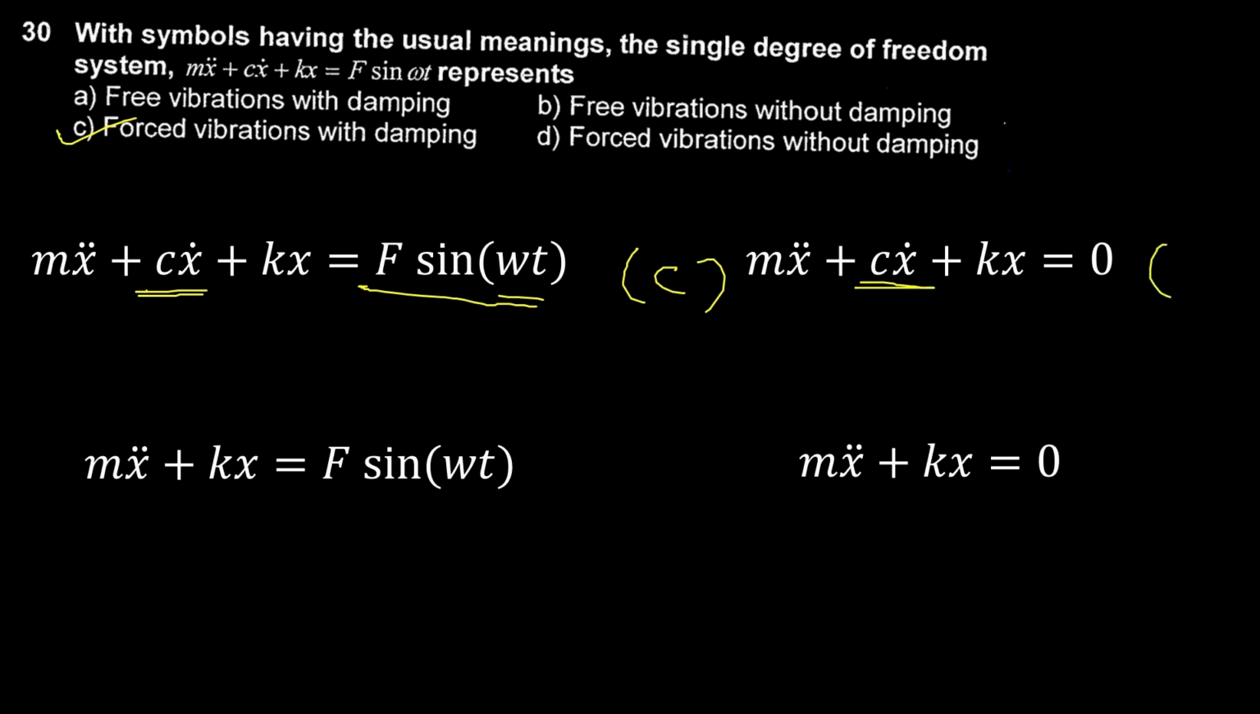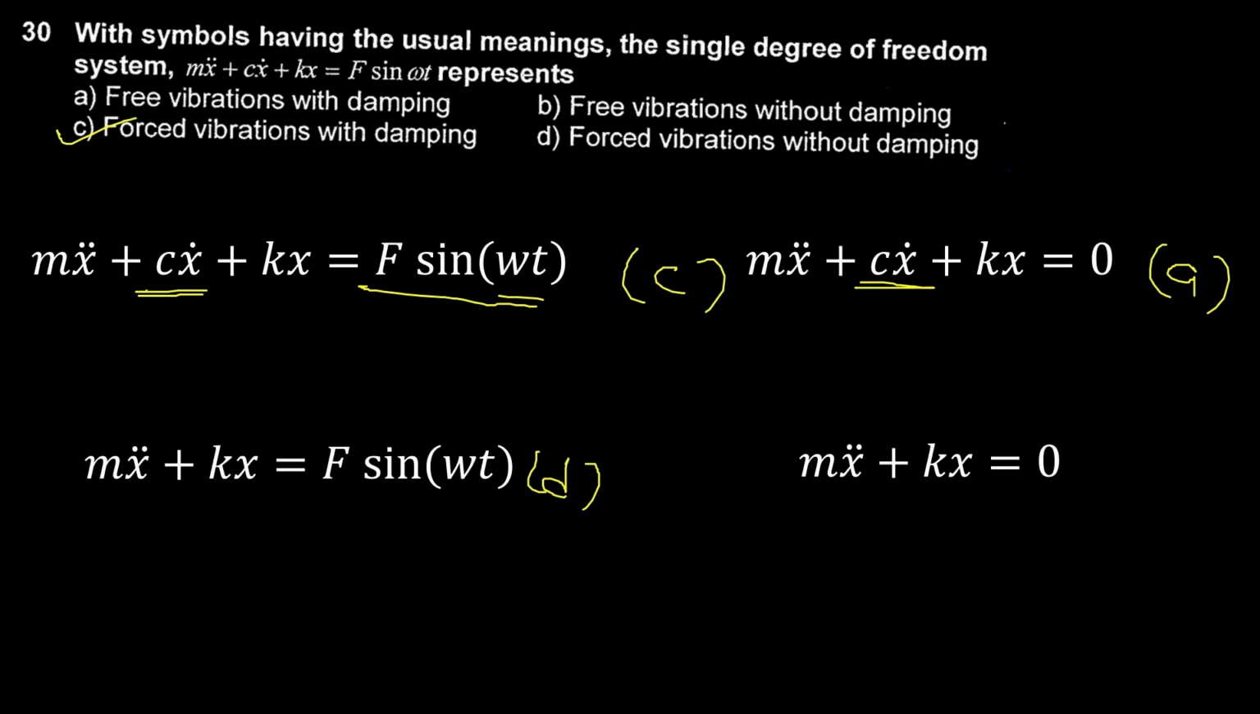That is option A. Now further reducing this equation, mx double dot plus kx equals f sin omega t. Here there is an external force term, so it is a forced vibration, and there is no damping term, so it is a forced vibration without damping. Forced vibration without damping, that is option D. This equation represents option D.